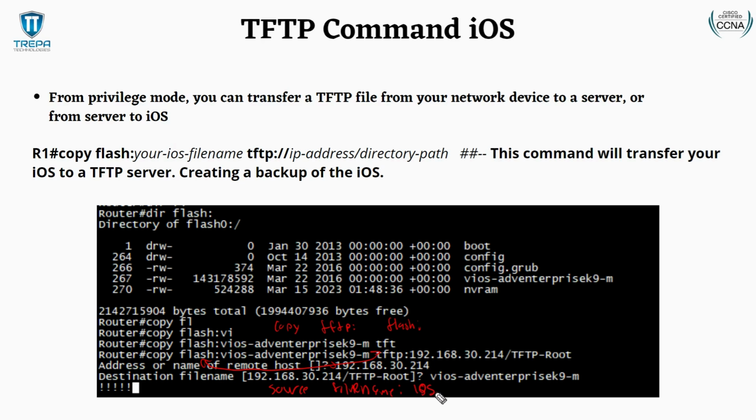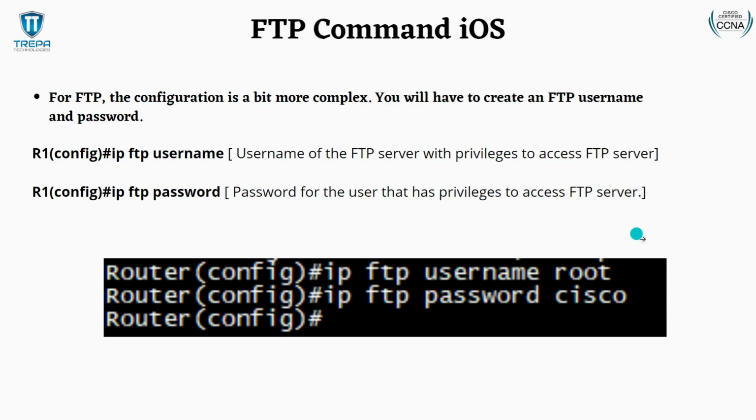So ios.bin. And then it's going to ask you for the destination file name. And now you're going to name it whatever you want onto your flash. But again, for IOS, you just keep the same name. And that's TFTP. And in our lab, we're going to do this. It's going to be real simple.